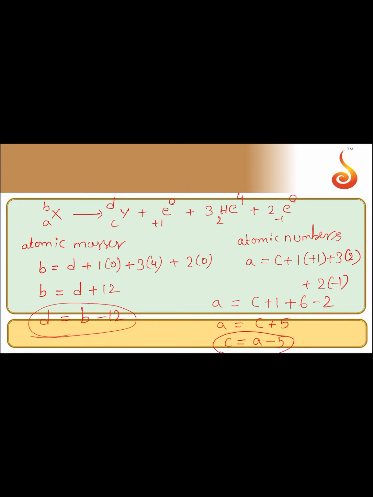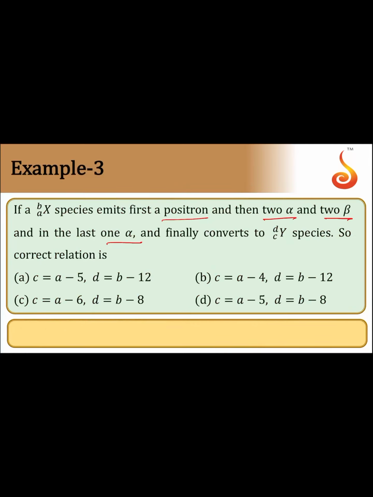So the correct relation is C is equal to A minus 5 and D is equal to B minus 12. So option A.